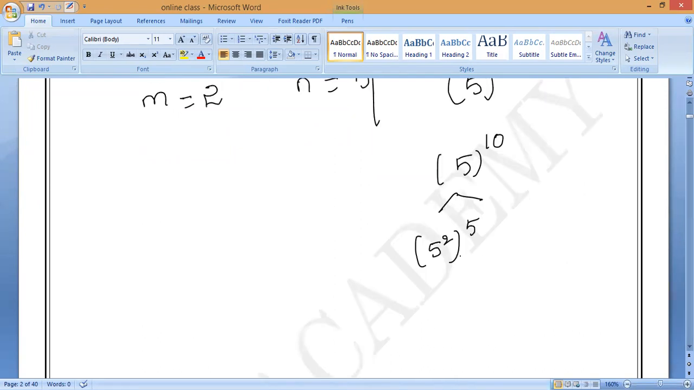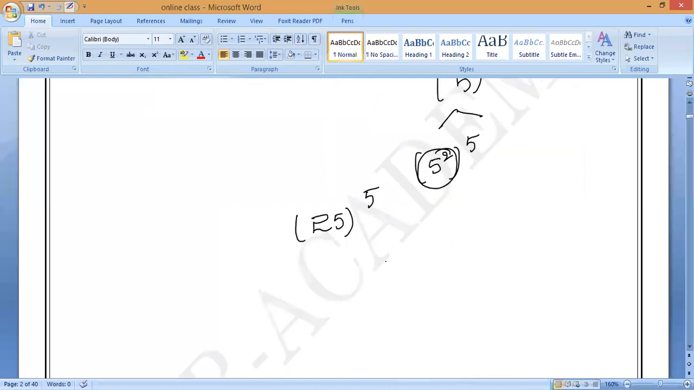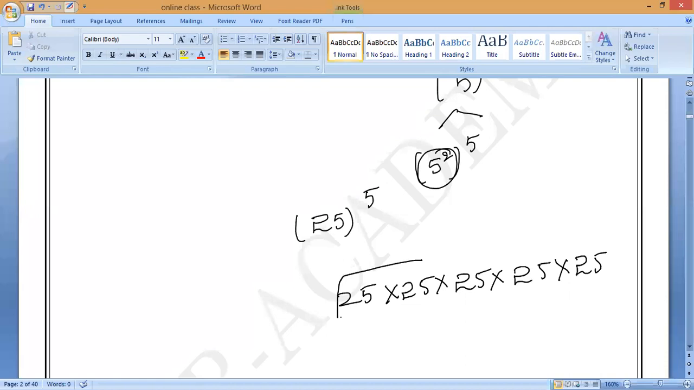Ma'am, what is 5 square value? 5 square value is 25. How many times? 25 power 5. So it is 25 into 5 times, correct? 25 into 25. So what is the 25 square? 625. Yeah, 25 into 25 is 625.